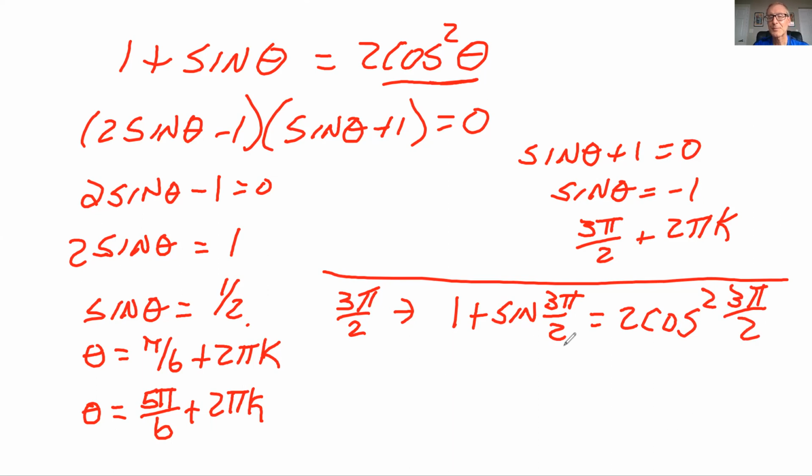So what's sine of 3 pi over 2? Well, we know that's minus 1. We did that there. So that's 1 minus 1. And what's cosine of 3 pi over 2? Well, that is down here. And so cosine in that spot would be 0 at 270 degrees. So that would be 2 times 0 squared. And the 0 equals 0. Yes. So this one is valid. And you say, cool, that one worked.